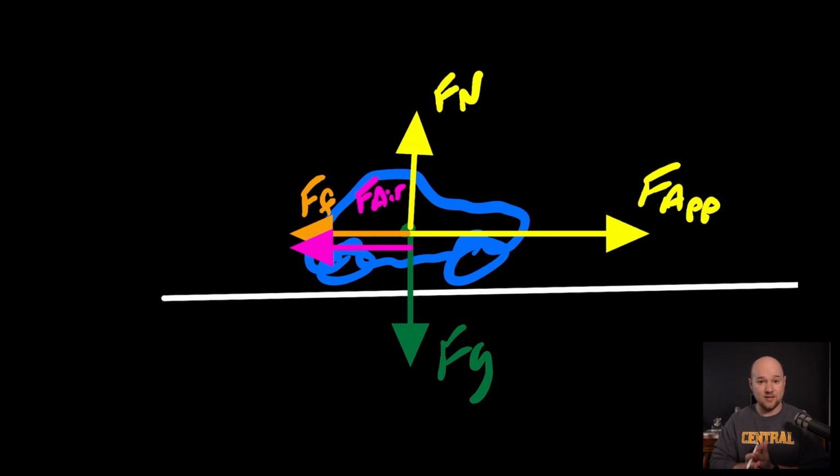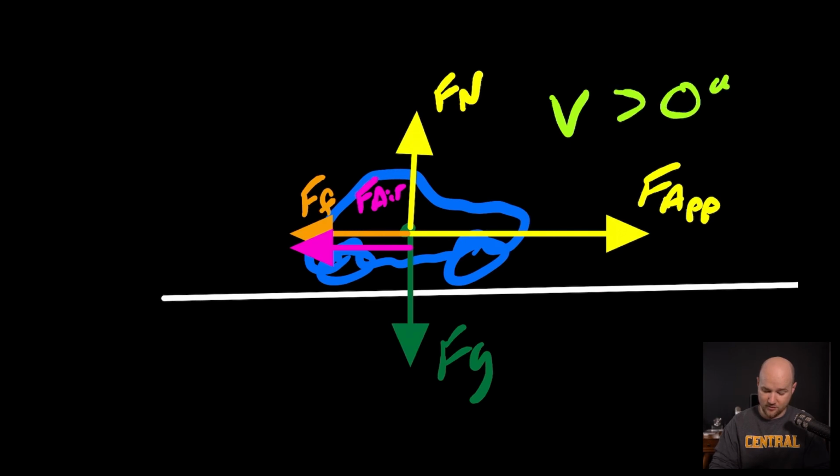Now this could mean that the car is moving. So the velocity of this car is greater than 0 meters per second. So the car is moving forward, but all the forces are balanced. And as long as the forces stay balanced, that car is going to continue moving forward. There's going to be no change in its motion. So this is like a car driving down the road on cruise control. The engine is applying a force forward, and the friction from the road and the air resistance is applying a force backwards. All the forces are balanced, and therefore there's going to be no change in the car's motion.